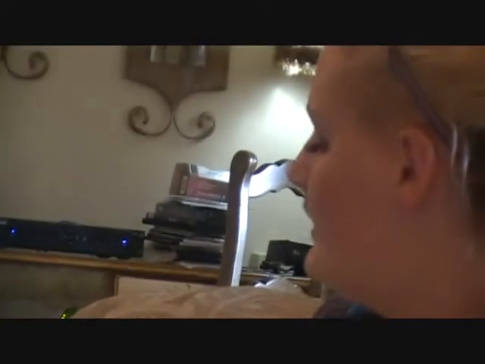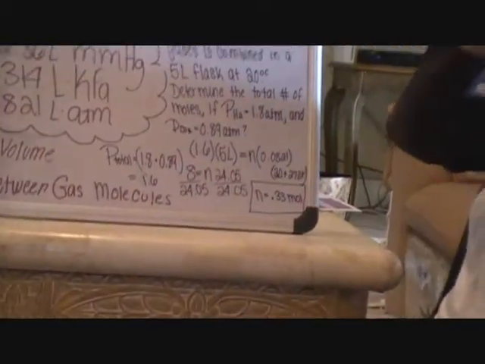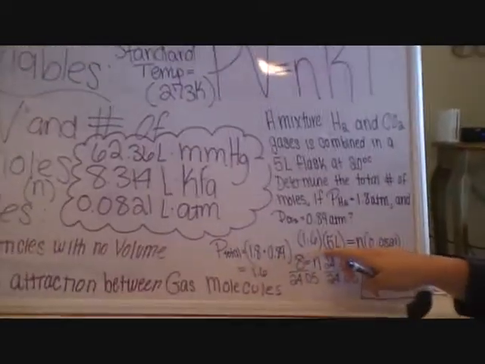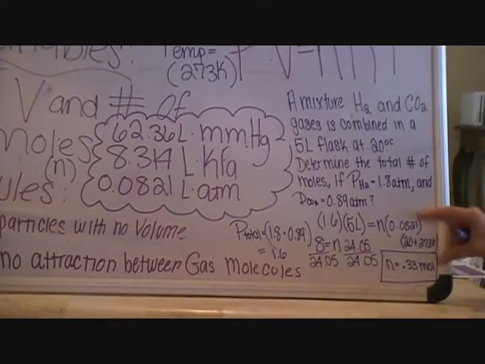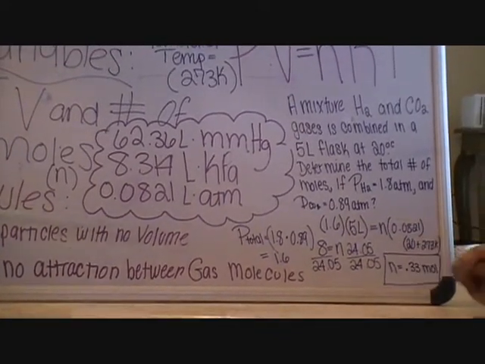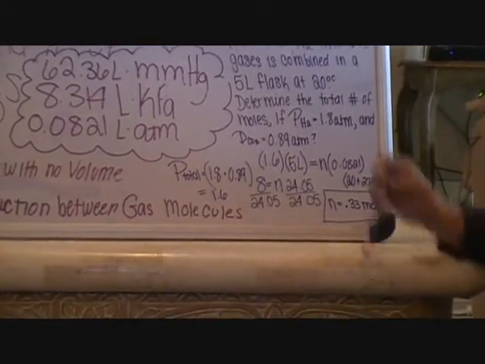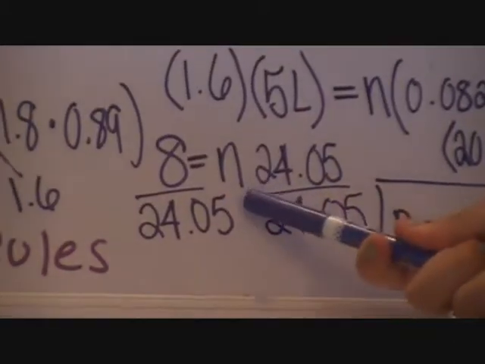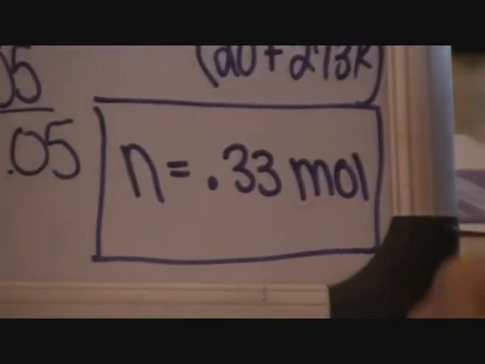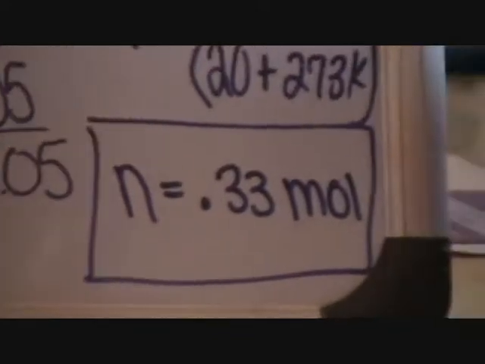You always use Kelvin for your temperature. So once you work all that out, you multiply these, which is 8. You still are looking for N, and when you do these two together, you get 24.05. You divide both sides by 24.05 because you want N alone, and N equals 0.33 moles.